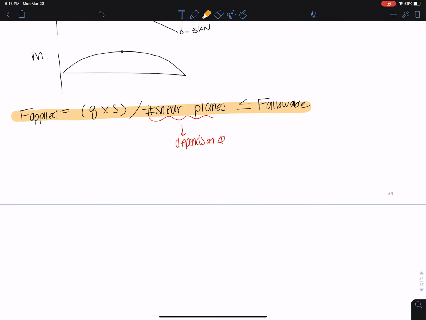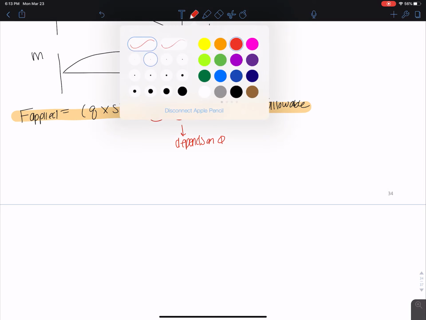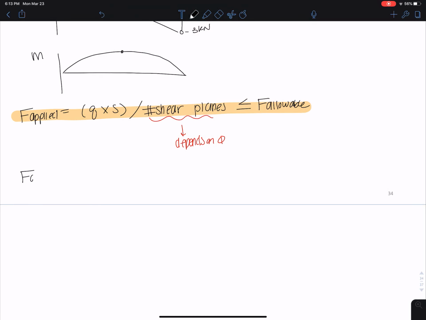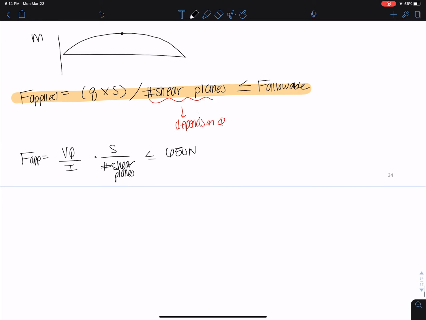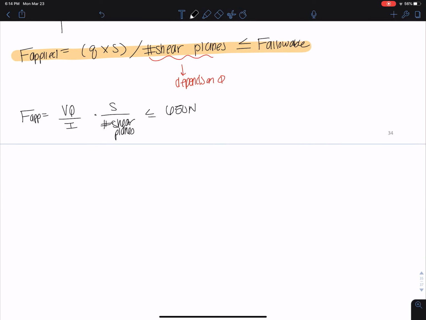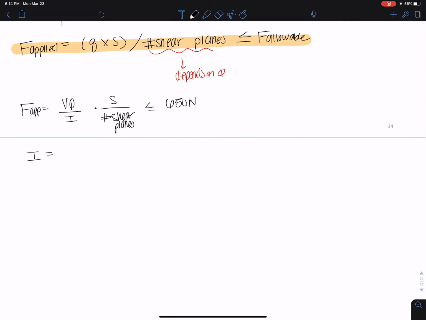Okay, so first, let's find this F applied. F applied is VQ over I times S divided by number of shear planes, less than or equal to what was given in the problem, 650 newtons. The first thing is, let's find what we know we can find, which is I and Q. So the I value here, you should be really quick at doing these now. So make sure you can reproduce these values.